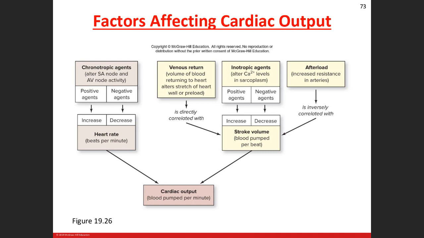But just keep in mind that heart rate times stroke volume gives us cardiac output. That equation says a lot, and now you know.